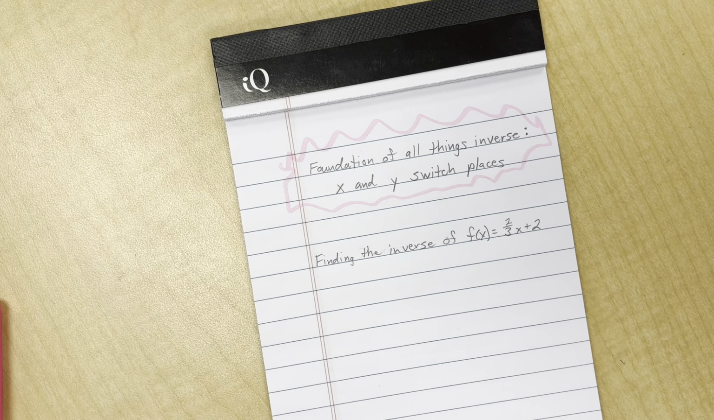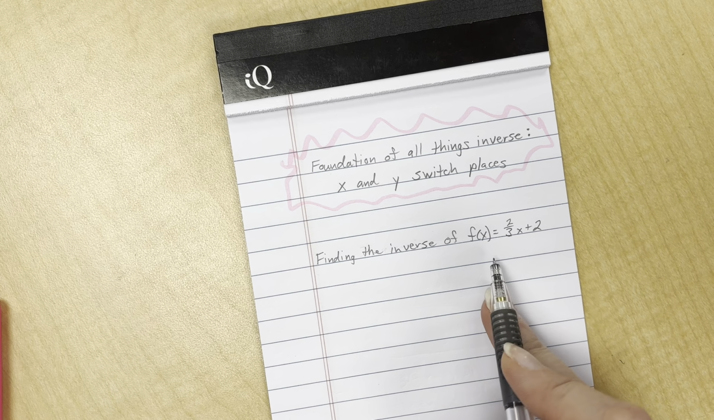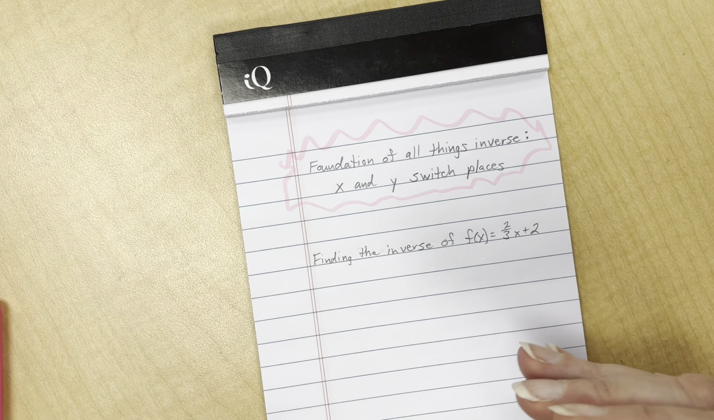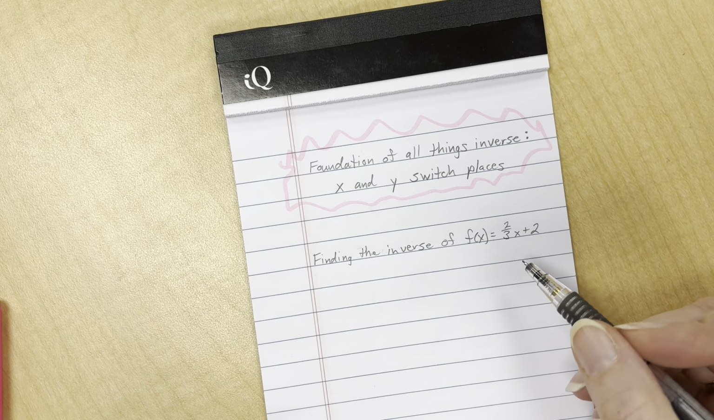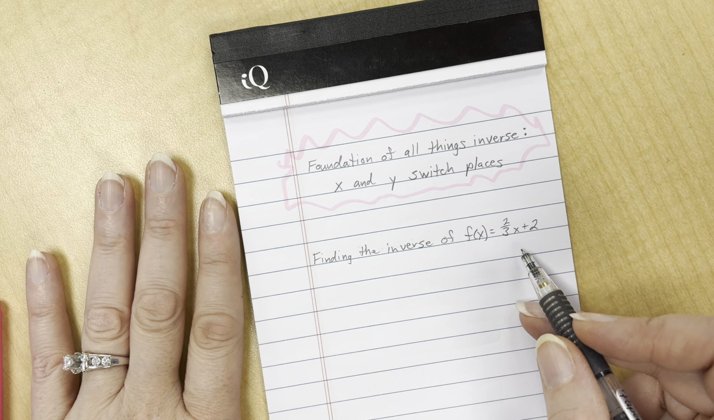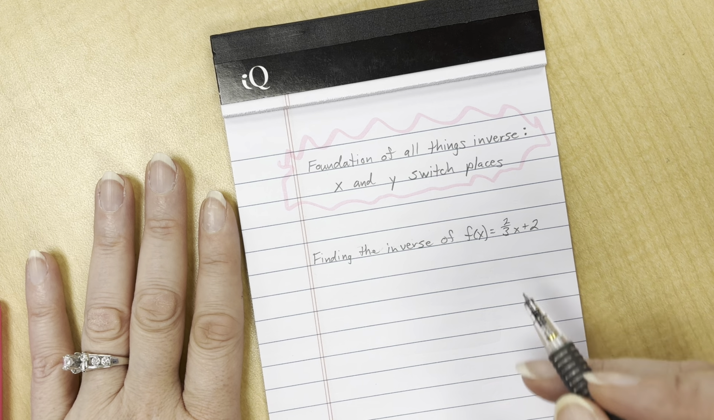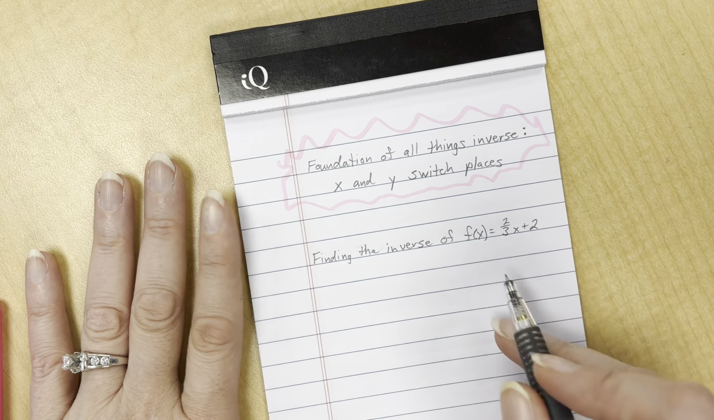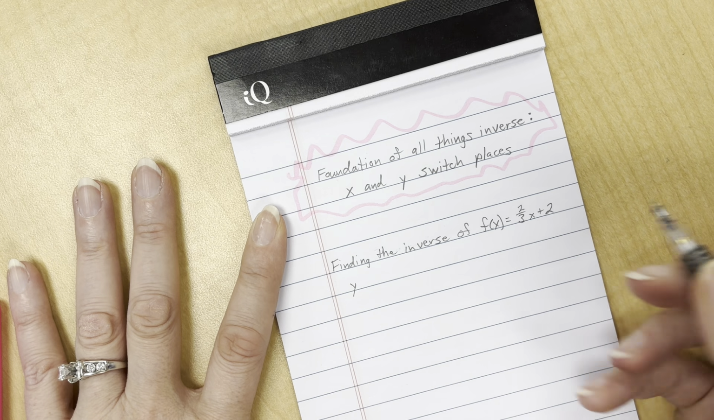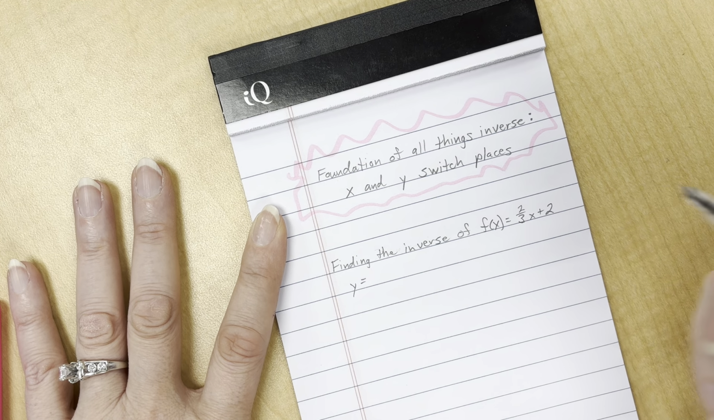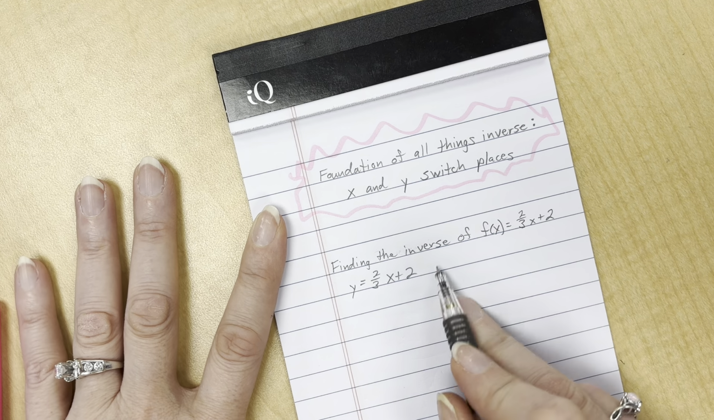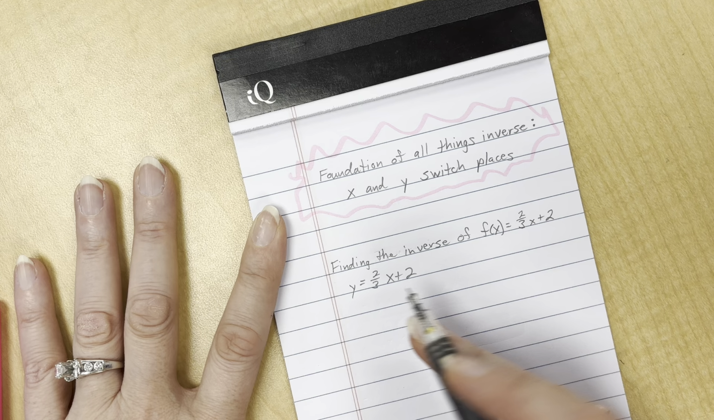Okay, there we go. So how do I apply that to the process then of finding an inverse? We looked at what it officially would look like to test inverses to see if they are inverses or not, but what if I just have one function and I would like to know what its inverse is? What is the foundation of all things inverse? X's and y's switch places. So if you look at this function, f of x is the same thing as y. So f of x equals 2/3 x plus 2. I'm going to call it y equals 2/3 x plus 2. And if the foundation of all things inverse is x and y switch places, I'm going to literally make them switch places.